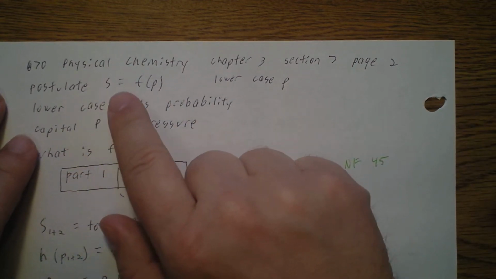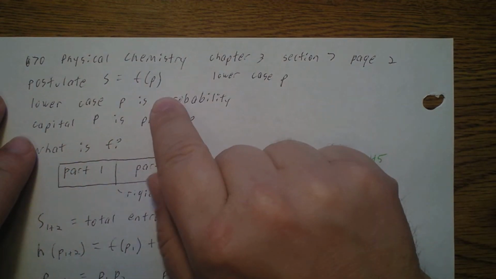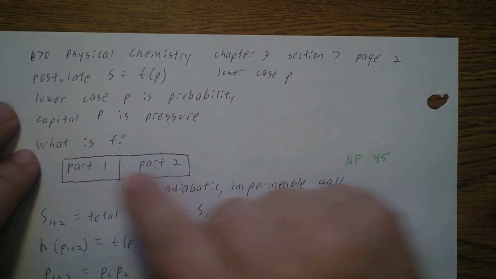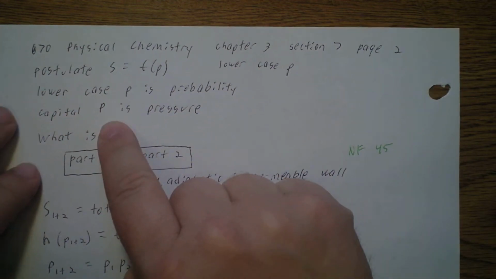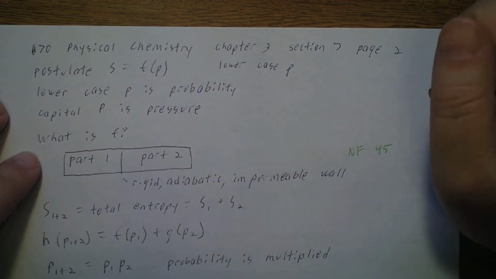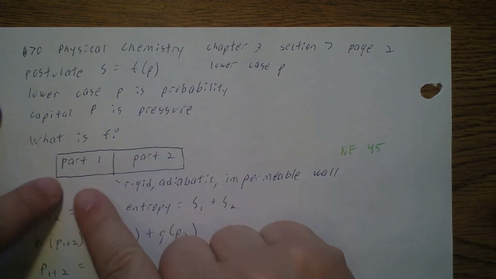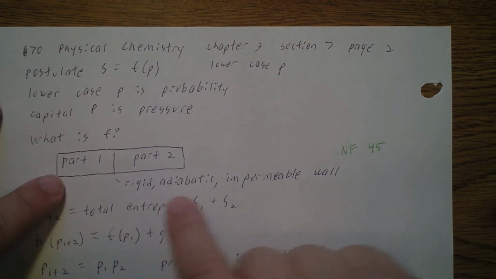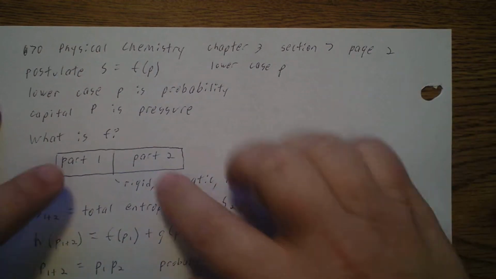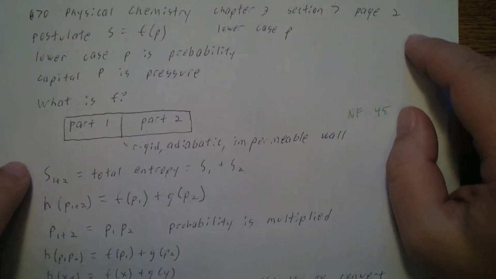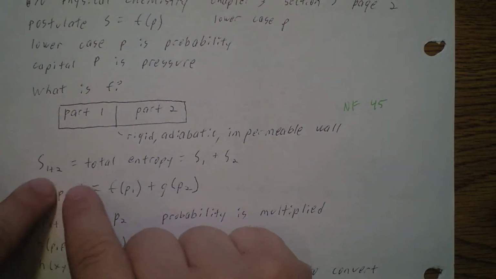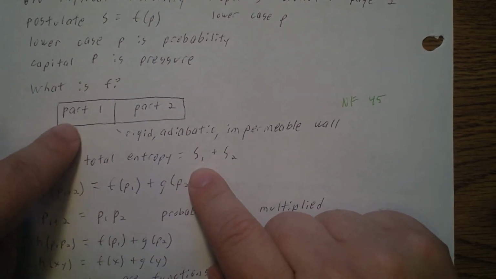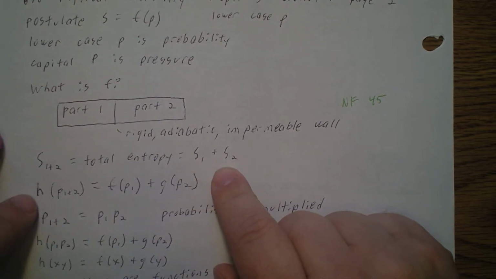So let's just postulate for now that entropy is a function of probability. Remember, this is lowercase p for probability, not to be confused with capital P for pressure. So lowercase p is probability, capital P is pressure. So what is this function? Well, like I said, we got this container, and we're going to just say for now that it has two parts. And they're separated by a rigid adiabatic impermeable wall, which basically means these two parts right now are isolated. So the entropy of parts 1 and 2 is the total entropy of our system. So it's extensive, so it'll be the entropy of part 1 plus the entropy of part 2.